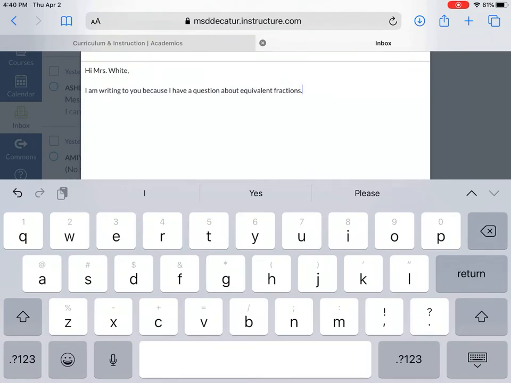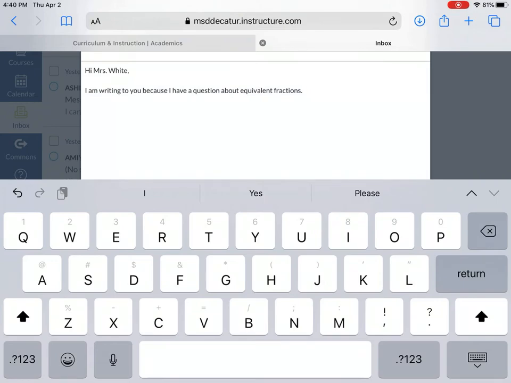Okay, so this is the really, really hard part about students, is that we have to think about what is our question that we need to ask. Is it, how does 1/5 equal 2/10? Is it, which fraction is bigger? Okay, we have to know what our question is before we can send it.